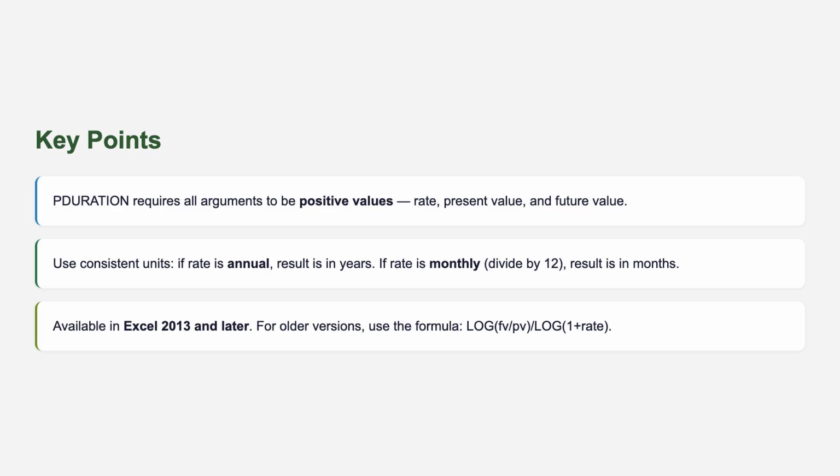Third, PDURATION is available in Excel 2013 and later. For older versions, you can use the equivalent formula: log of FV divided by PV, divided by log of 1 plus rate.